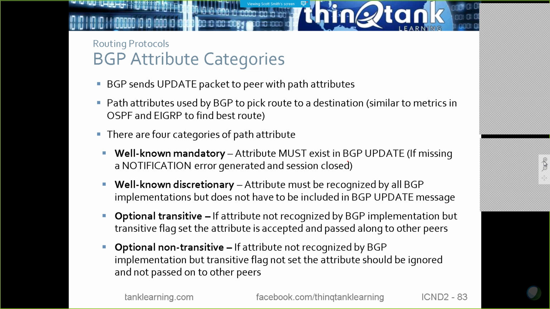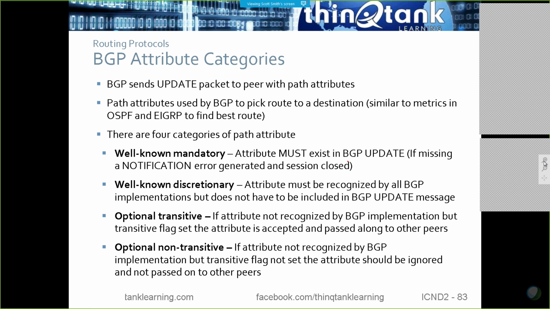There are 4 categories of a path attribute. None of this stuff you guys need to know for the exam. This is purely for your enjoyment. All right? There is an attribute category called well-known mandatory. This attribute must exist in a BGP update. If you do not have this attribute in a BGP update, then an error occurs and the BGP peering session stops. Okay? So some attributes in BGP are called well-known mandatory attributes. The AS Path attribute, for example, is a well-known mandatory attribute.